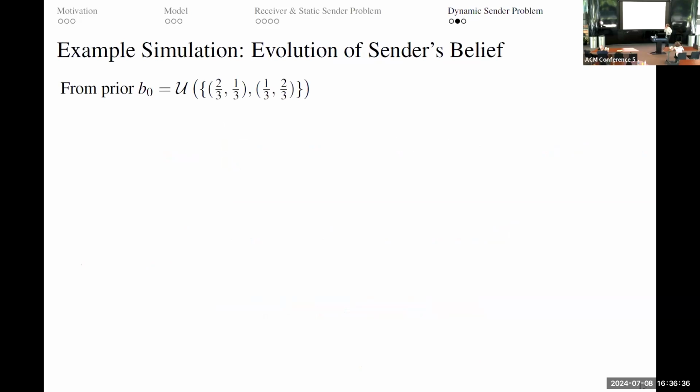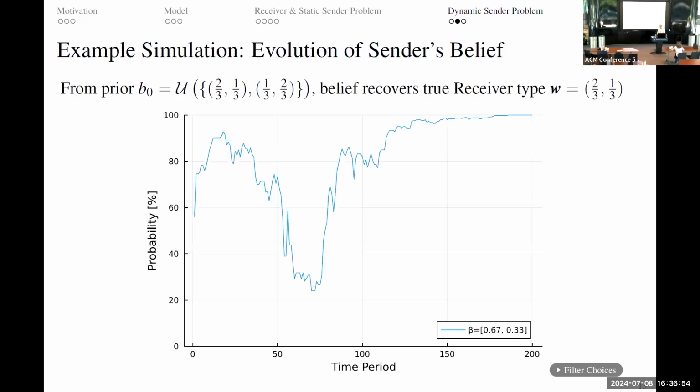And I just want to give you a little bit of a flavor of how the solution looks like in a simple simulation in which we can see a sender who has a belief that is uniform over just 2 points. They know that the receiver values one attribute at 2/3 and the other one at 1/3. They just don't know which is which. And so what I'm plotting here is the sender's belief as a function of time periods of repeated interaction. And since the belief here only has 2 points, a sufficient statistic is the accuracy of the belief, which is simply the probability of the true receiver type under the sender's belief.